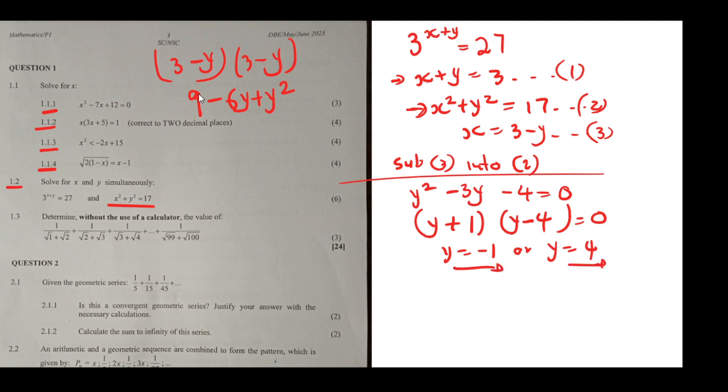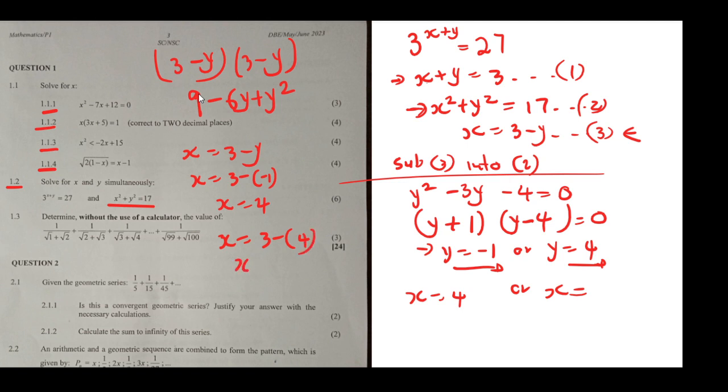And then the solutions of x, we know x is equal to 3 minus y, right? That's what we wrote. If we substitute for y equals minus 1, it's 3 minus minus 1, I'm going to get x equals 4. So meaning x is equal to 4 here, or if y is 4, x equals 3 minus 4, x equals minus 1. So these are your solutions of x and y.